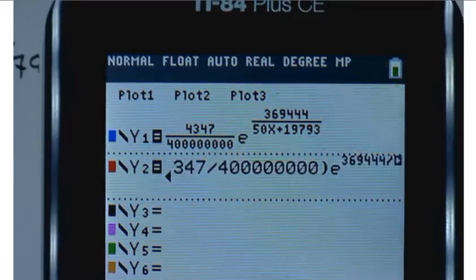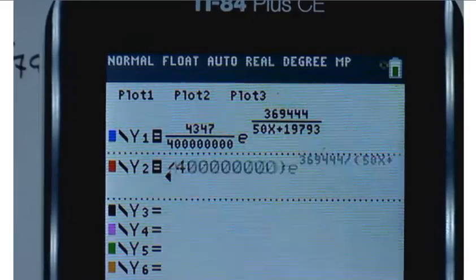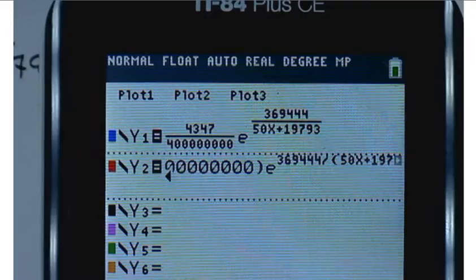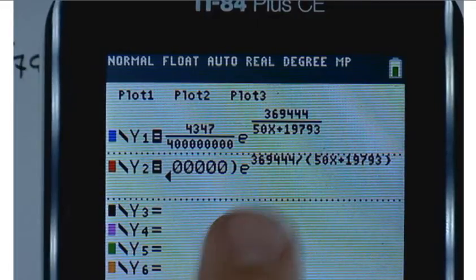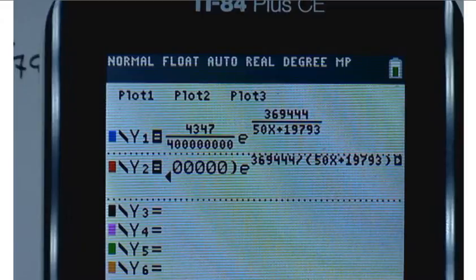369,444 divided by parenthesis 50x plus 19793, right parenthesis. So it's not as easy. It can be done. The reason I had you put it here is so that we can evaluate this at two different values for T. We want to find the relative humidity at 65 and 80. So this is assuming that the dew point is itself 65.